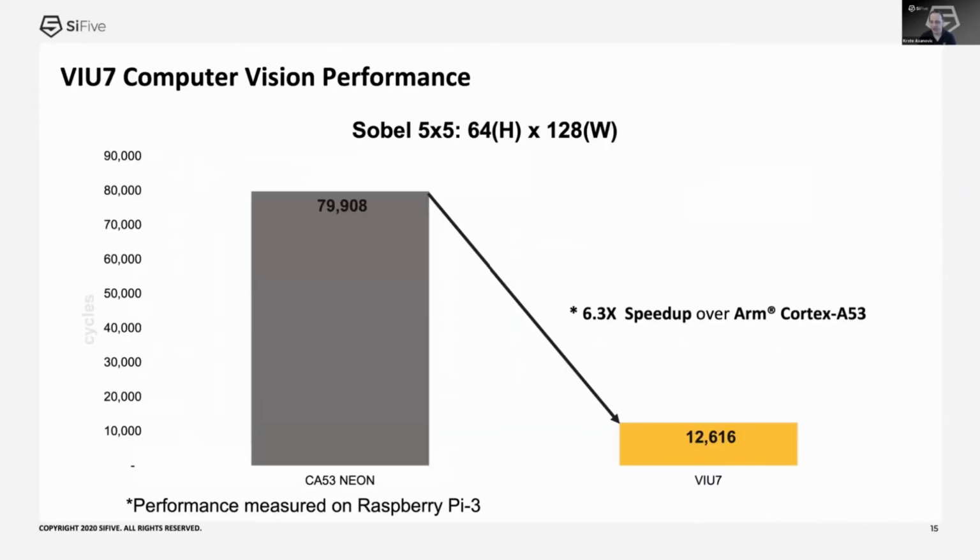Some initial benchmark data. We just took a look at some kernels optimized for, in this case, we're comparing against the ARM Cortex A53. And this is a Sobel filter, 5x5. We're seeing a 6.3 times speed up over the equivalent ARM core.